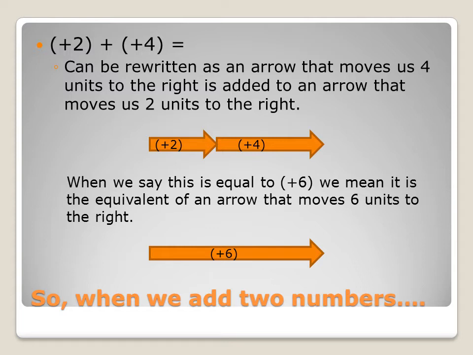So let's look at this problem. Positive 2 plus positive 4 can be rewritten as an arrow that moves us 4 units to the right being added to an arrow that moves us 2 units to the right. Okay, so these are my two numbers, my 4 and my 2. And when we say that this is equal to positive 6, we mean that it's the equivalent of an arrow that moves 6 units to the right. So if I move 2 units to the right and then 4 units to the right, it's as if I moved 6 units to the right. Remember, we've been talking about these 2 and 4 as Legos that are put together to build a longer piece.